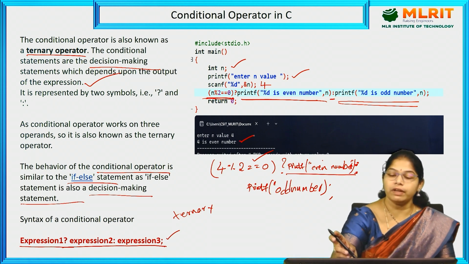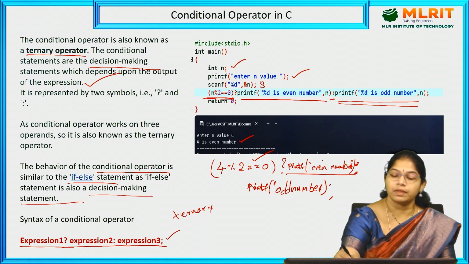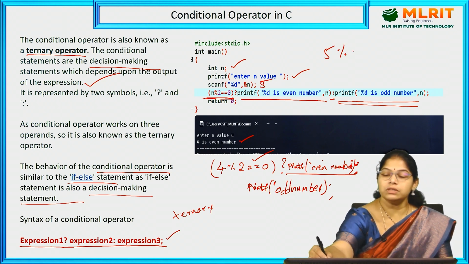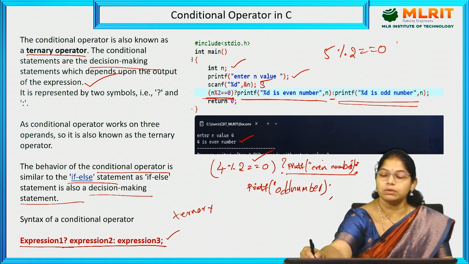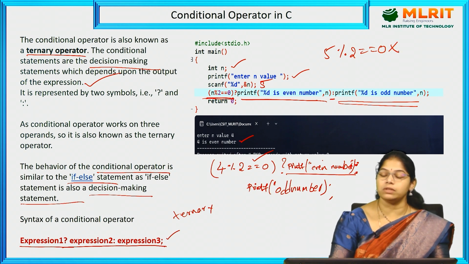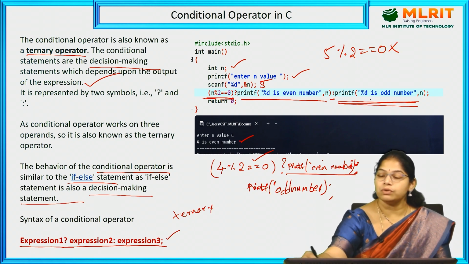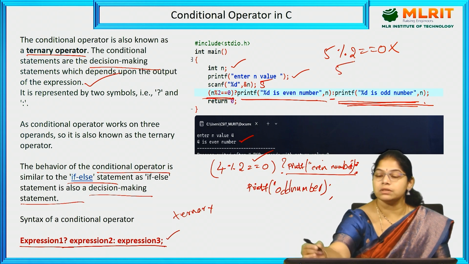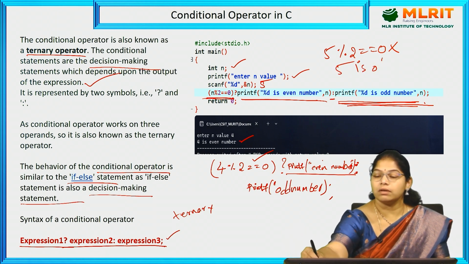If we give n value as 5, 5 modulus 2, is it equal to 0? No. The condition is false. So the control goes to false part and executes 5 is odd number.